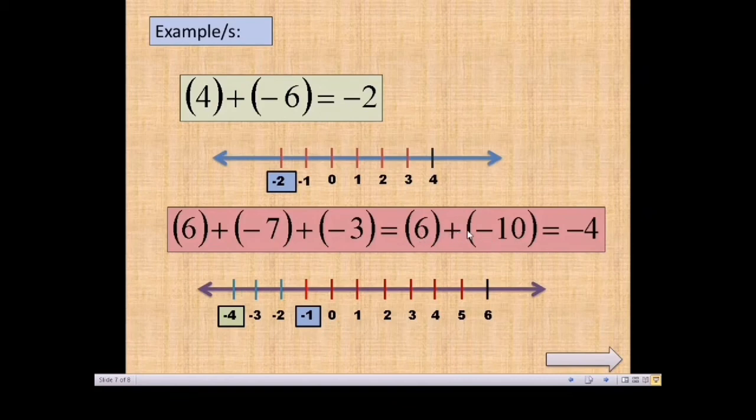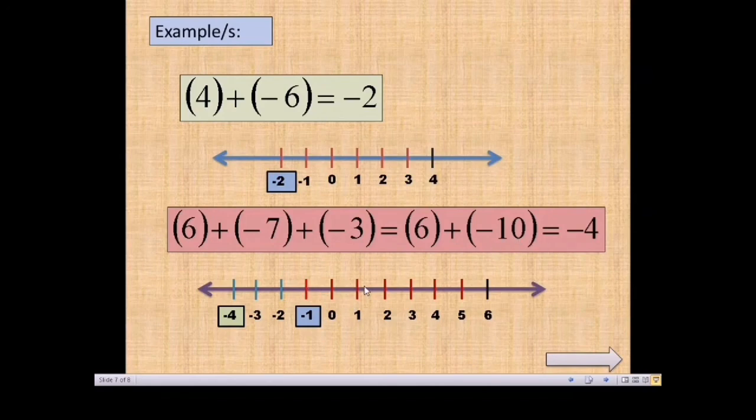Since we have 6 plus negative 10, the two numbers have different sign. So we will now subtract the smaller number from the larger number. We have 10 minus 6, that's why you have 4. And then we will follow the sign of the larger number. Since the larger number is 10 and it holds the negative sign, we will copy the negative sign. Therefore, our answer is negative 4. And for you to check your answer, if it is correct or wrong, you can use number line.